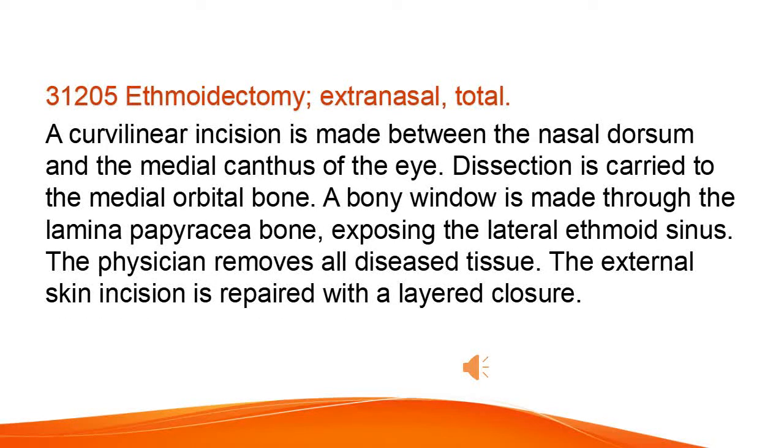Ethmoidectomy, extranasal, total. A curvilinear incision is made between the nasal dorsum and the medial canthus of the eye. Dissection is carried to the medial orbital bone. A bony window is made through the lamina papyracea bone, exposing the lateral ethmoid sinus. The physician removes all diseased tissue. The external skin incision is repaired with a layered closure.